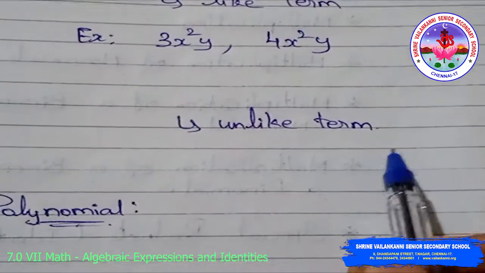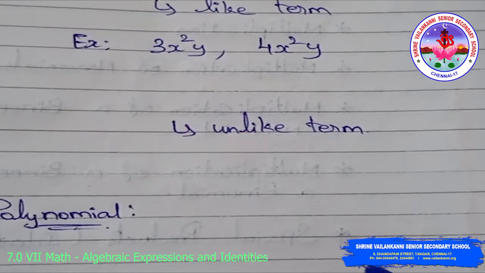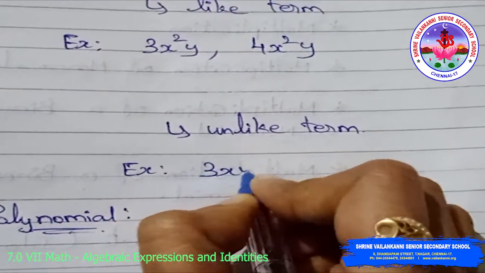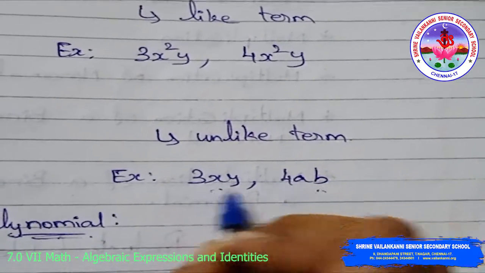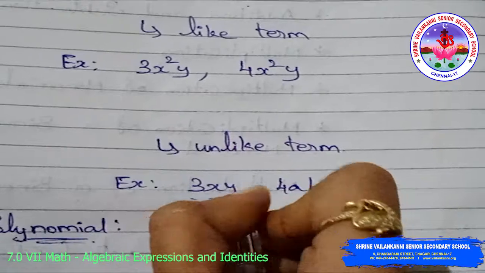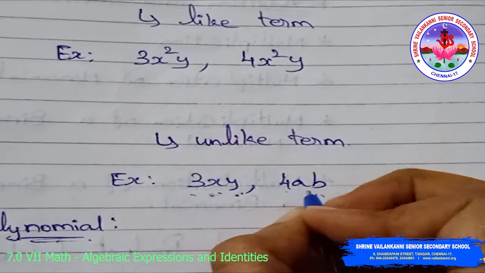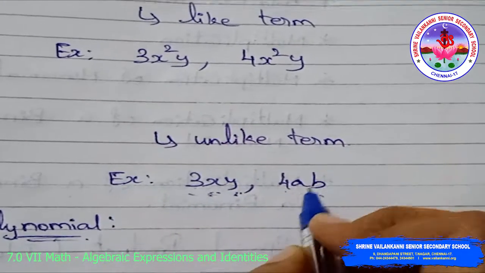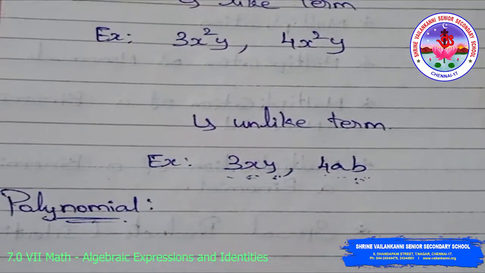The next one is unlike terms. The terms which do not have the same literal factors are called unlike terms. For example, 3xy, comma, 4ab. Here the literals are different. The first example 3xy, the second example 4ab. Here the literals are x and y. Here the literals are a and b. So it is an unlike term.